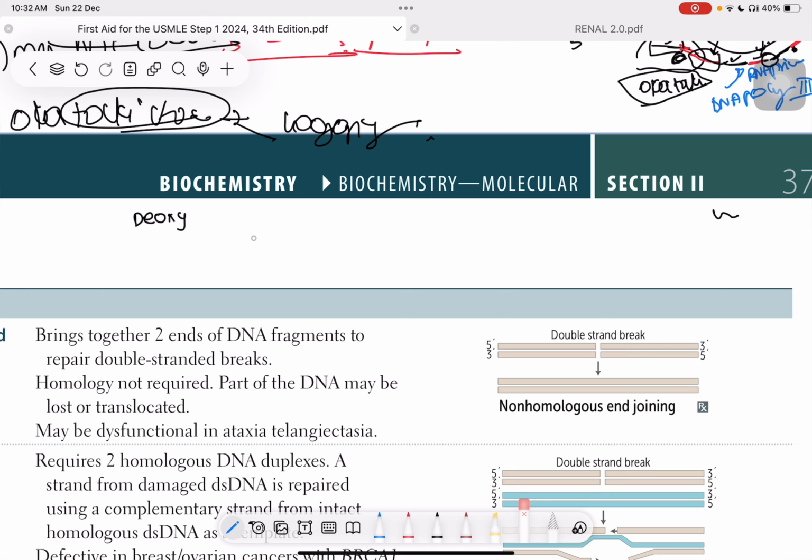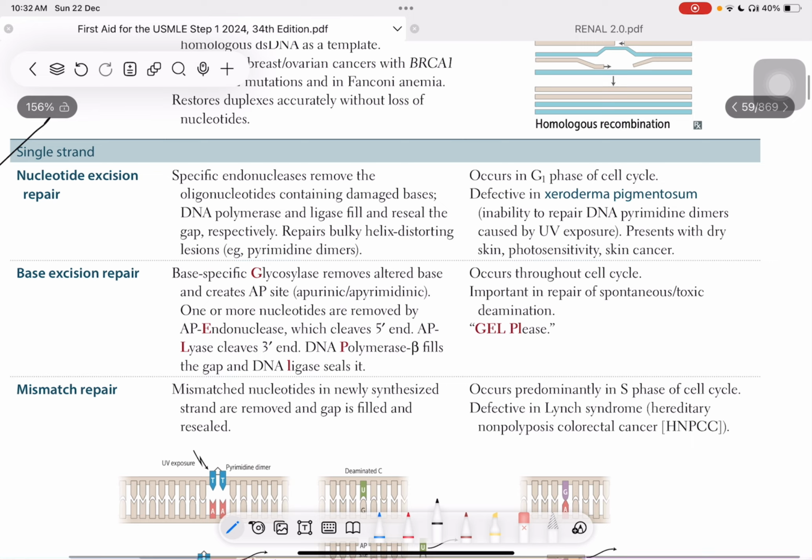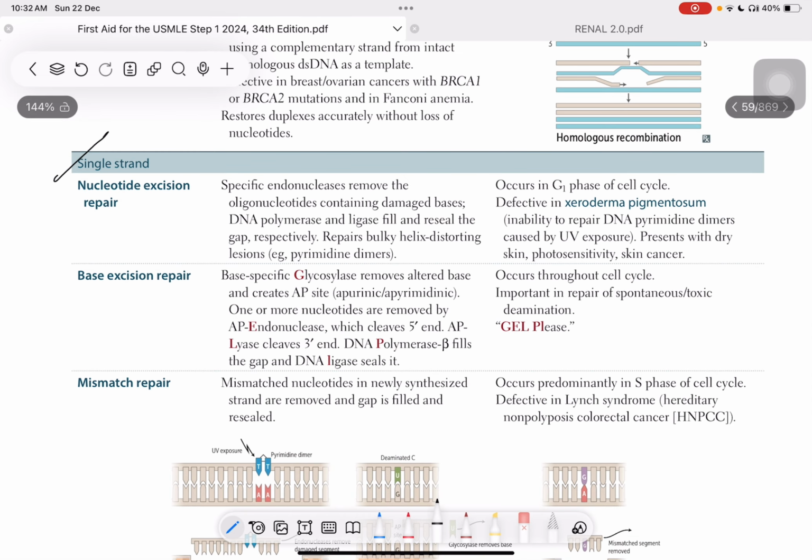So first we will read about single strand DNA repair. Nucleotide excision repair: specific endonucleases remove oligonucleotides containing damaged bases. DNA polymerase and ligase fill and reseal the gap respectively. It repairs bulky helix distortion lesions, for example pyrimidine dimers. Occurs in G1 phase of the cell cycle. Defect leads to xeroderma pigmentosum: inability to repair DNA pyrimidine dimers caused by UV exposure. Presents with dry skin, photosensitivity, and skin cancer.